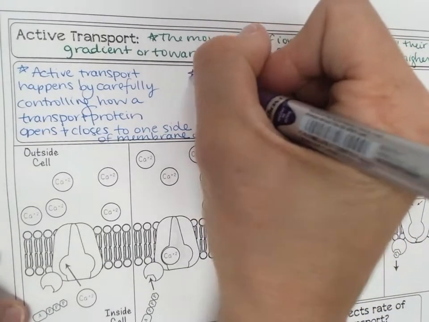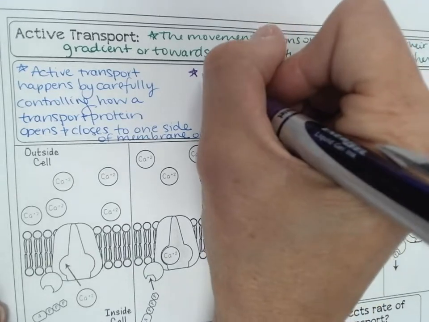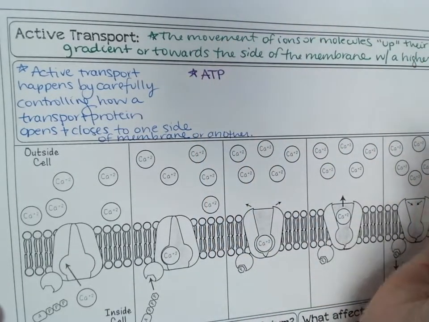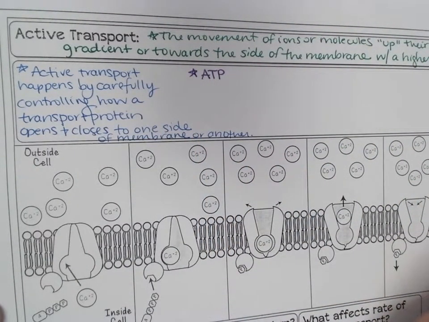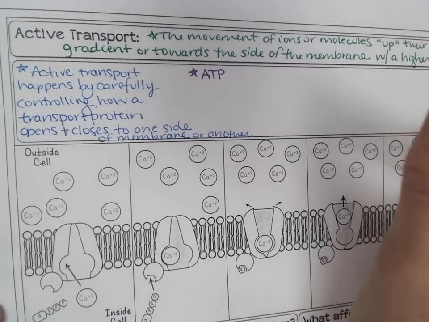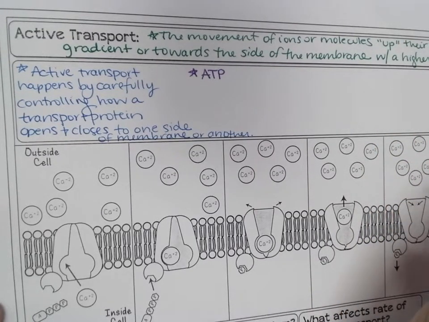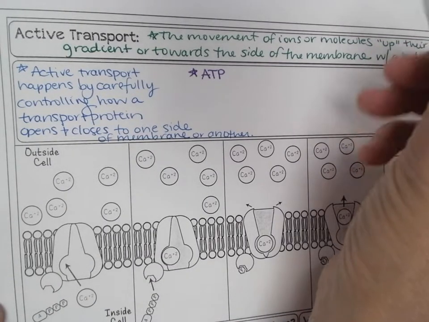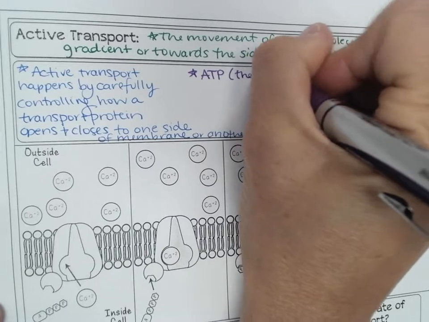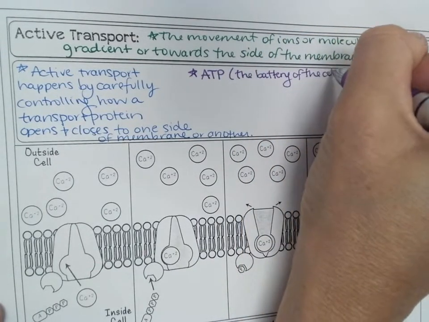We have this chemical or molecule that's called ATP. Does anybody know what ATP stands for? We had read something about it. There it is, adenosine triphosphate. Tri means 3. Phosphate is a phosphate group. So we're going to see an adenosine molecule with 3 phosphates. This is the battery of the cell.